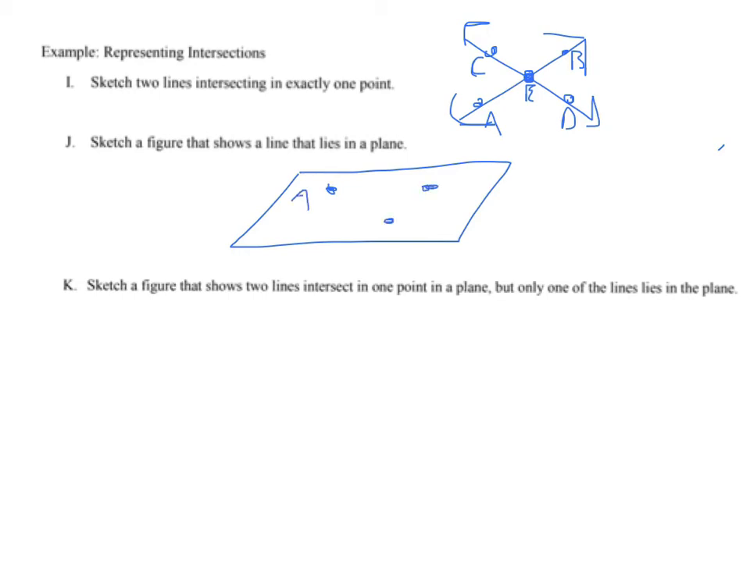So A, B, C. And if I want to draw a line that lies on that plane, well, if A, B, and C already lie on the plane, and I know through any 2 points there's a line, I can just draw a line that goes through any 2 points. I missed A a little bit, but pretend I didn't. So now I have line AC that lies in plane ABC.